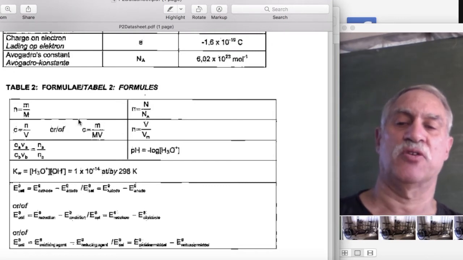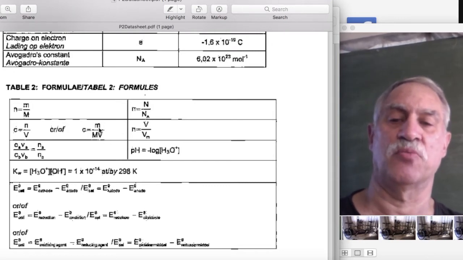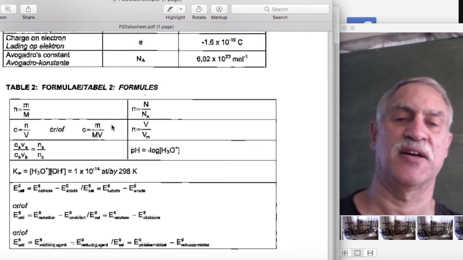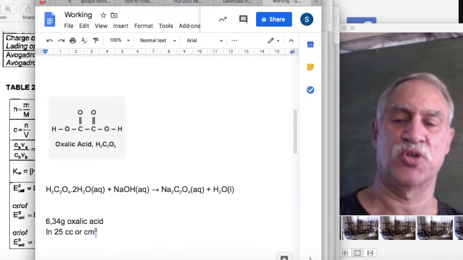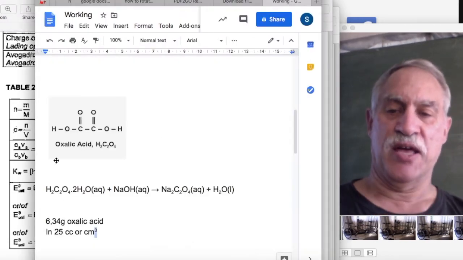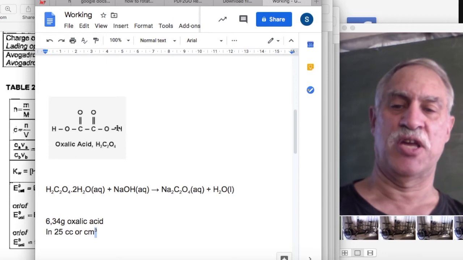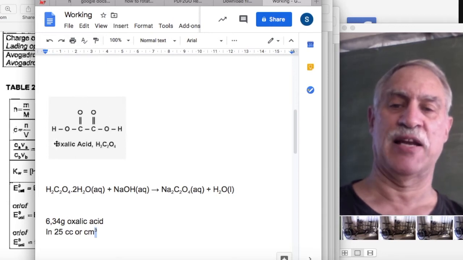And so we can combine those two formulas and just make one formula here. So with that in mind, let's go to a particular reaction which I've got for you. Just have a look at it. This strange compound here is oxalic acid.